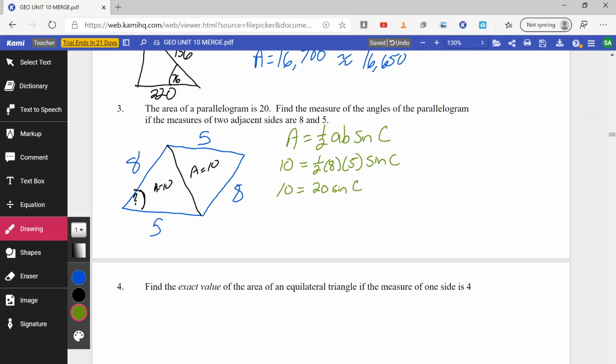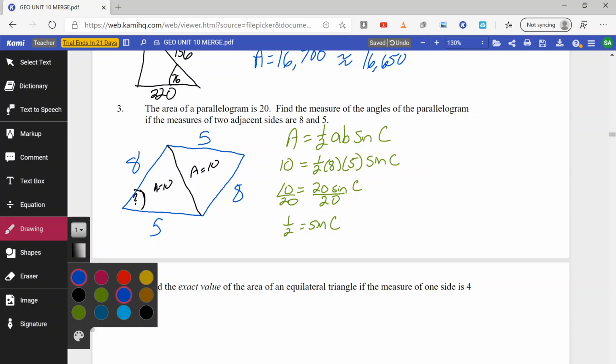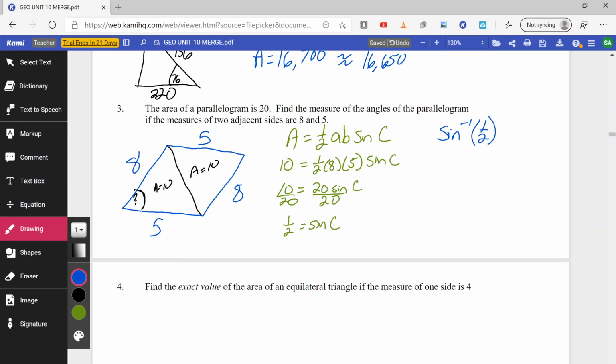And here we'll divide by 20. And we end up with 1/2 being sine of C. So now to figure out what the angle is, we have to use the arc sine. So the arc sine, again, is the sine with the exponent of -1. So the sine -1 of our ratio, 1/2, is going to be what our angle is.